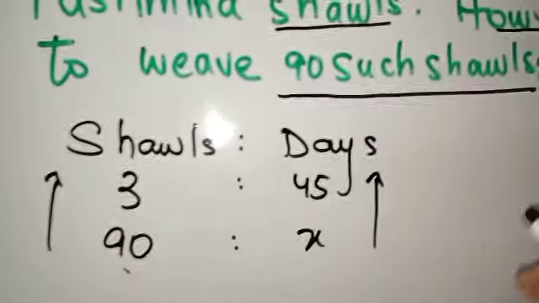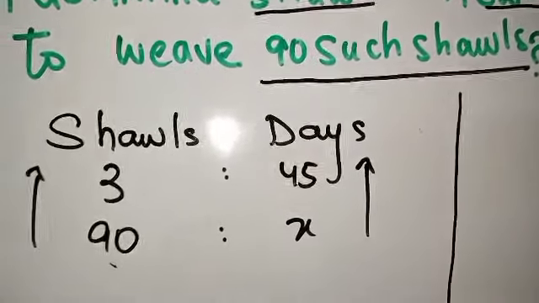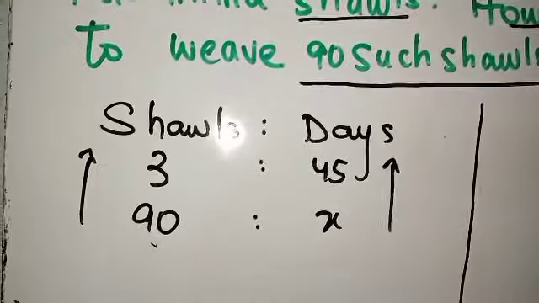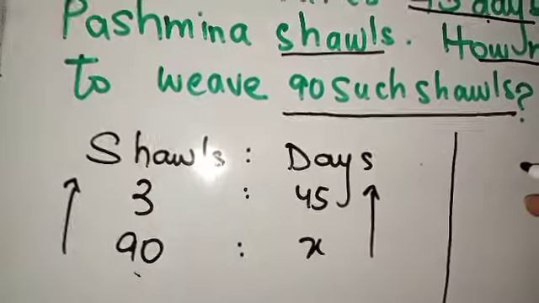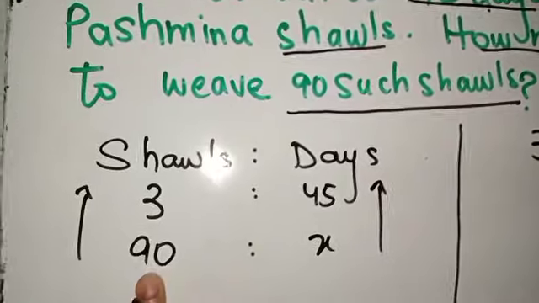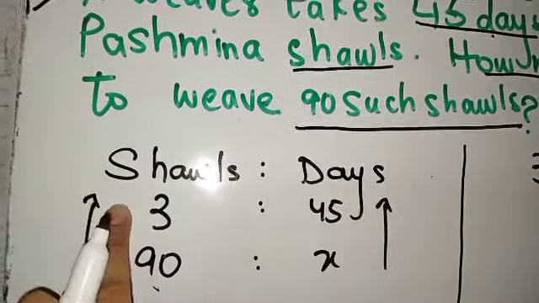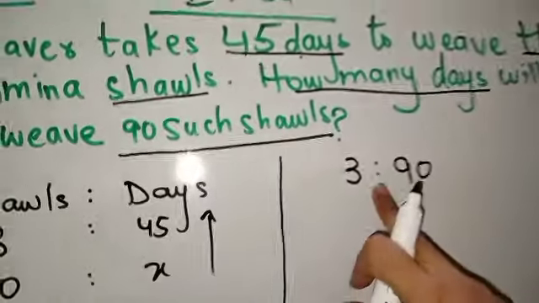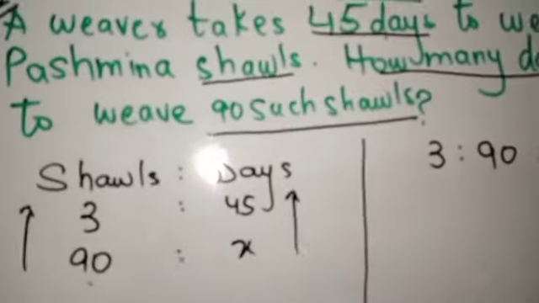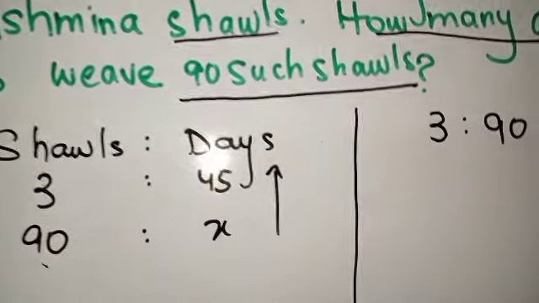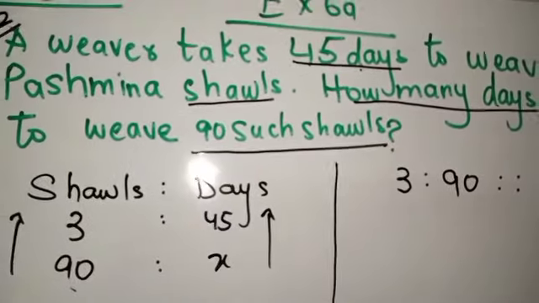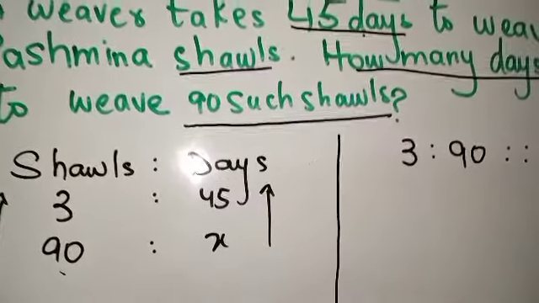Now I am doing it here. You will do it vertically down. After writing the statement that more shawls will require more days to weave, you will write this. Now see how I am copying: 3 is to 90. Since it is direct proportion, I will copy in the same manner. 3 first you will write, 90 later on. So 3 is to 90. Then you make the proportion sign, which is 4 dots. Now I will copy days: 45 is to X. I did not change their positions because they are in direct proportion.